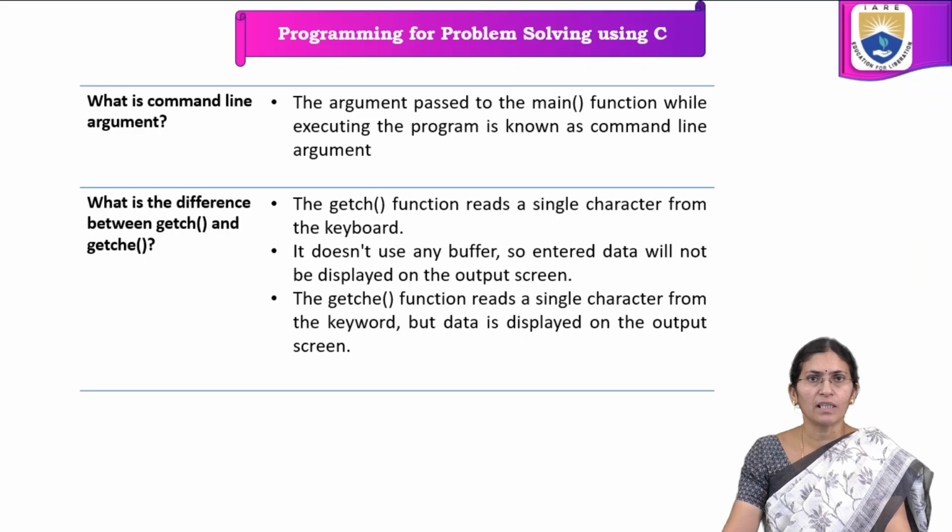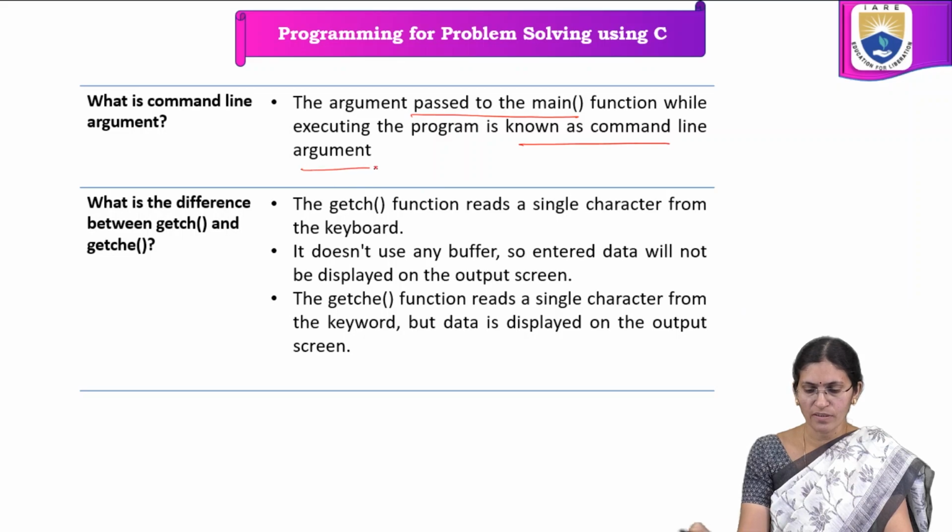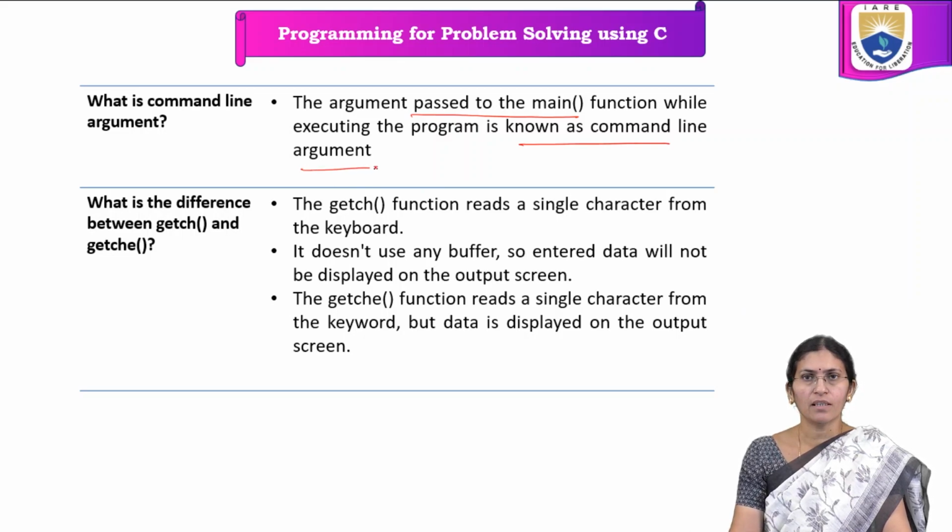Next, what is a command line argument? Command line arguments are the arguments which are passed to the main function while executing the program. Those arguments are called command line arguments.